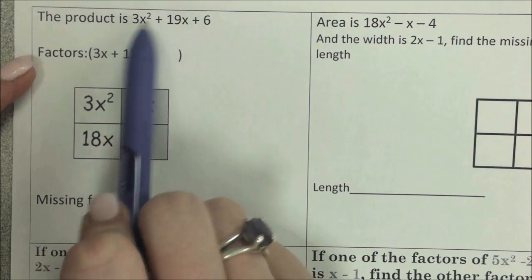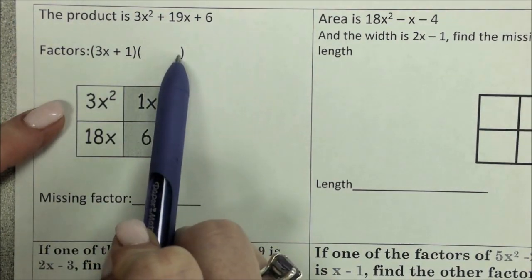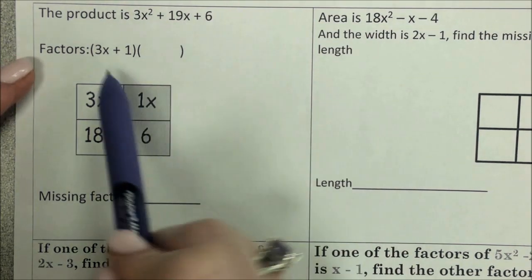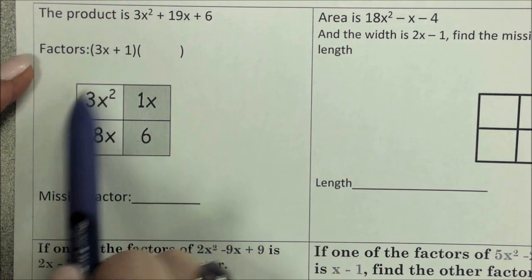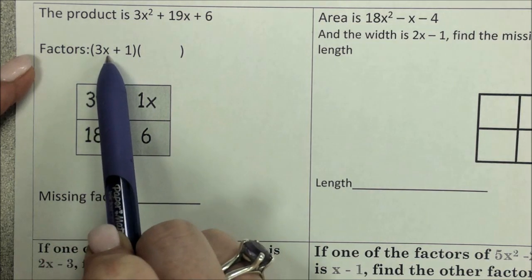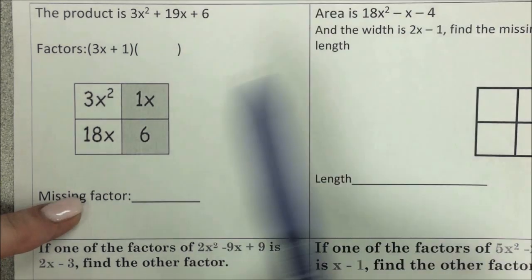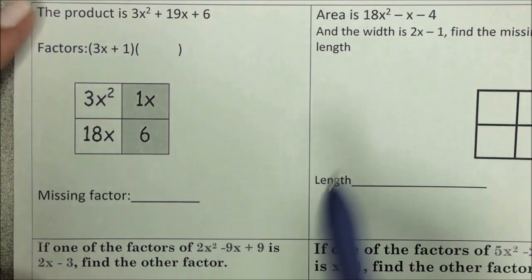I know that products are always going to fill up the inside of the box, and the factors are going to be the outside of the box. So what this one is telling me is it knows that one of these sides, either this side or the top side, is supposed to be the factor 3x minus 1, but it wants us to find what this missing factor is. So we're going to look at this one row by row.